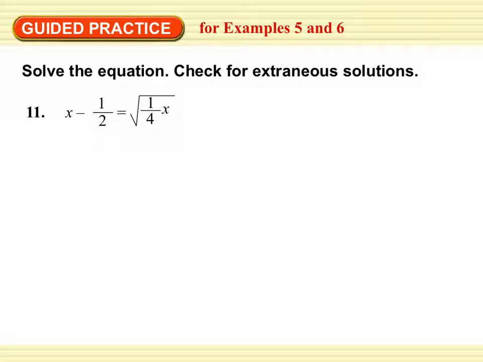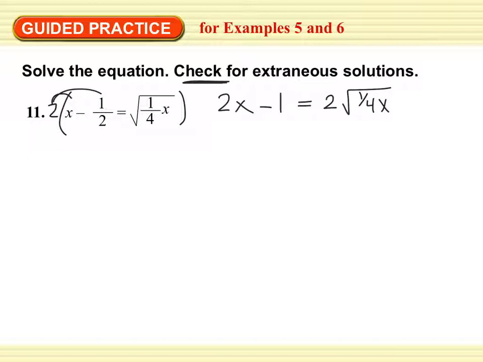All right, let's try a few. Solve the equation, check for extraneous solutions. They will remind you of this when it's a possibility. Here I see yucky fractions, and I'm going to have to FOIL the left side of that equation, and I really don't want to with that 1/2. So I'm going to multiply everything by 2 to get rid of it. That means I'm going to have a 2x, because I distribute, minus 1, yay, equals 2 times the square root of 1/4 x. Now when I square both sides, I think it might be a little bit easier.